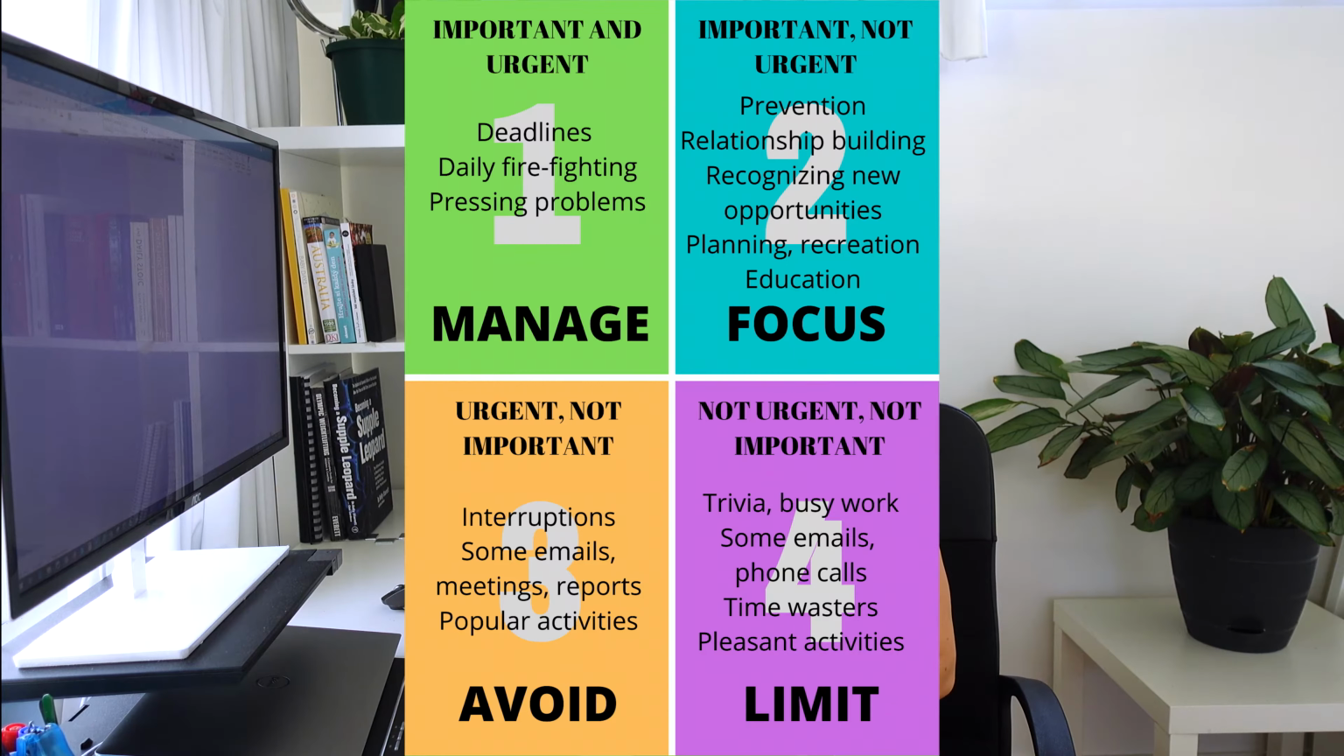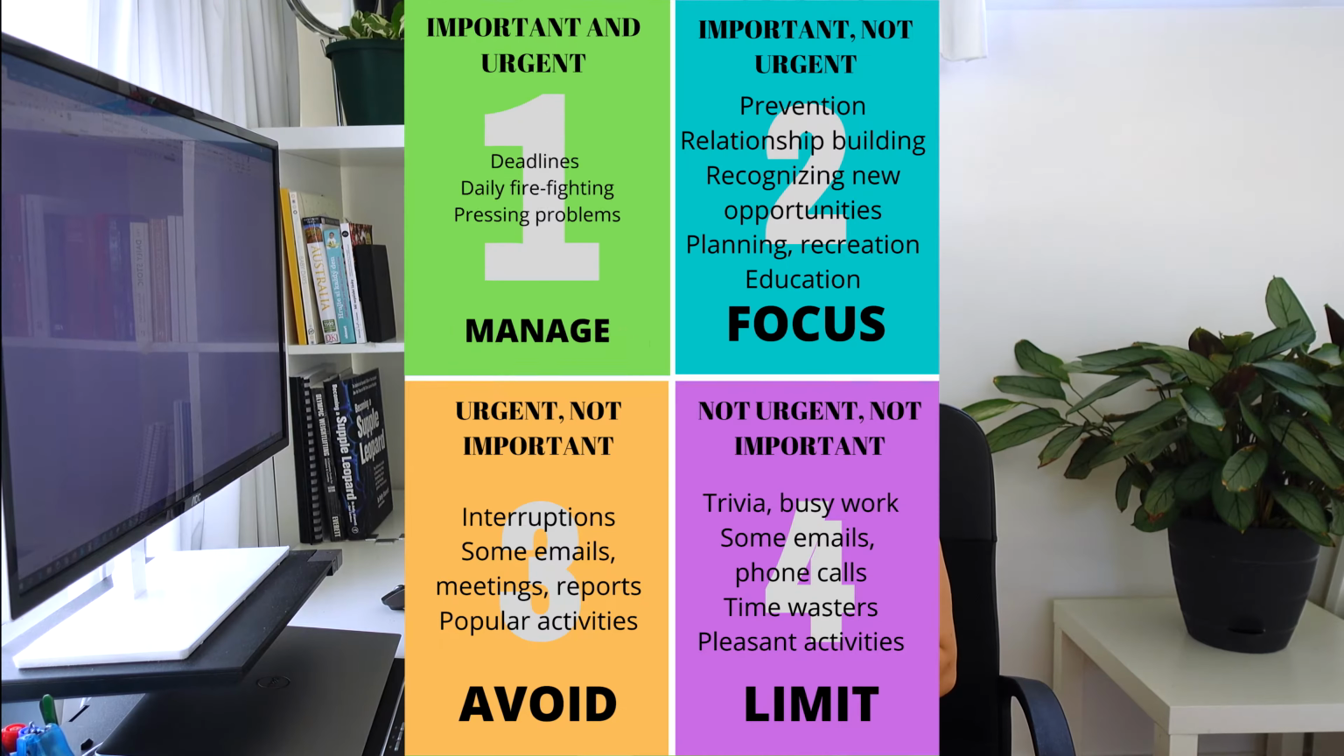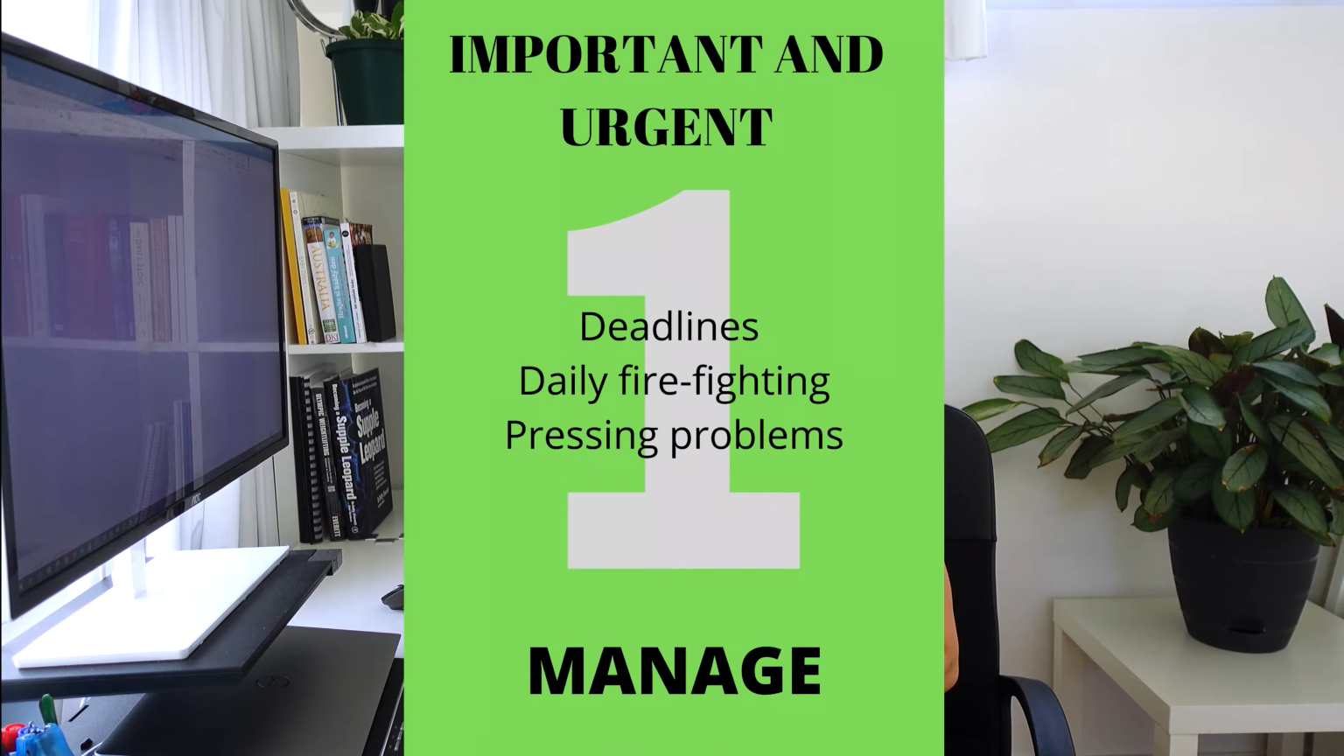So what are the 4 time quadrants? This matrix helps you to divide all your activities into 4 quadrants based on how urgent and important they are. In quadrant 1, you have activities that are both urgent and important. Those are tasks that require your immediate attention, for example, emergencies, deadlines, etc.